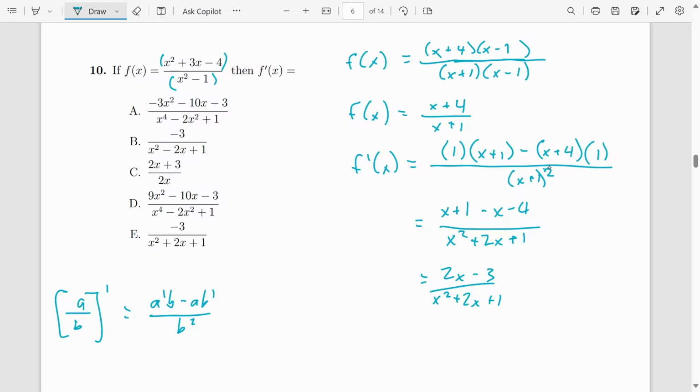Our answer, let's see, do we have our answer yet? Oh, no, this isn't 2x. This is nothing because it's an x minus x. So this should just be negative 3 on the top. So yeah, it's just negative 3 on the top, which is E.